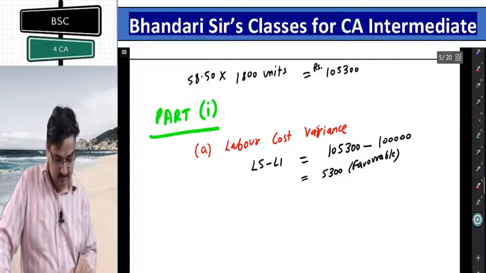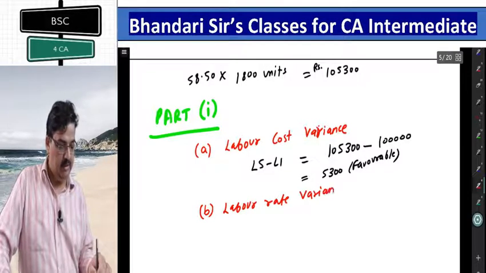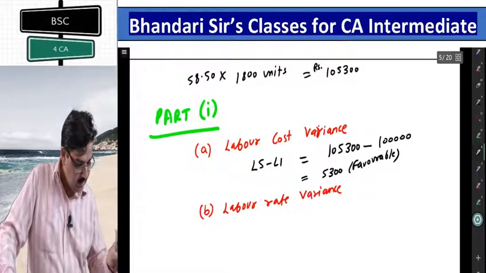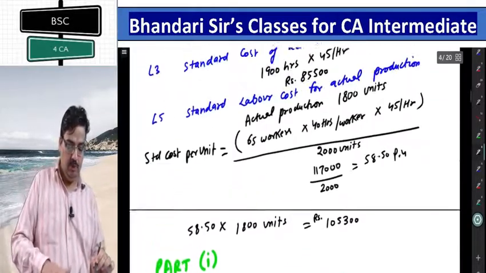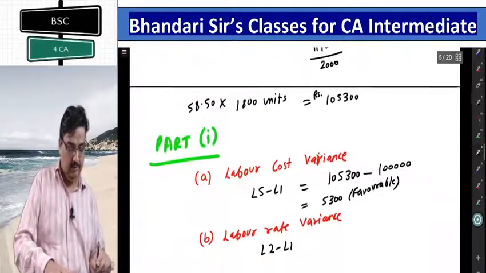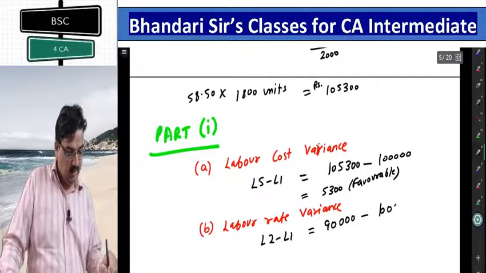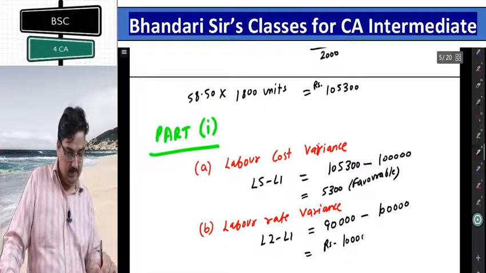B part, labor rate variance. Rate variance is L2 minus L1. L2 also we computed earlier, 90,000 minus 1 lakh. Rupees 10,000 adverse.